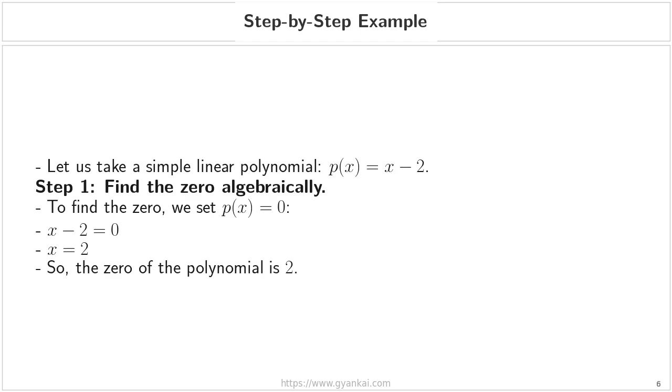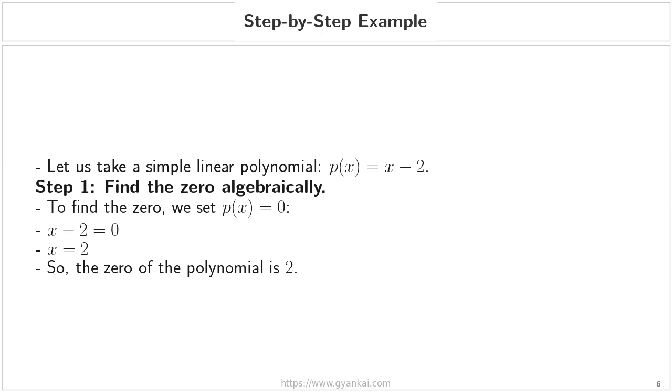Step-by-step example. Now that we have understood the theory behind how algebra and geometry connect, let's put it into practice with a concrete, step-by-step example. Let's take a very simple linear polynomial, which we can call p of x, where p of x equals x minus 2. First, let's go back to our algebraic roots in step 1 and find the 0 using algebra.